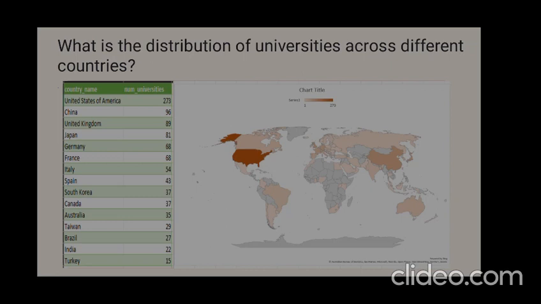What is the distribution of universities across different countries? For this, I use a map in which I show the universities on a country basis. Here, the USA, China, and United Kingdom are at the top, in which USA is nearly 3 times China.